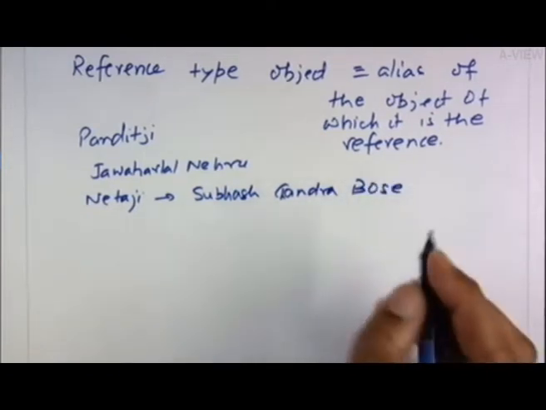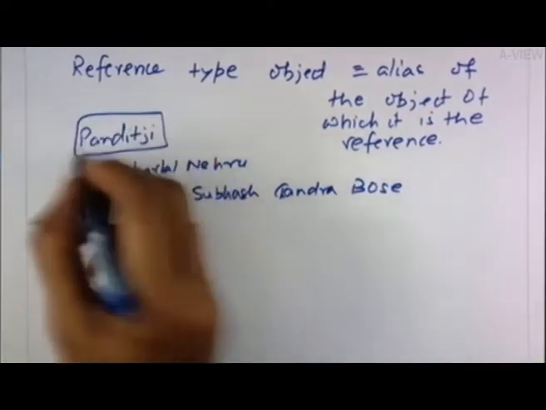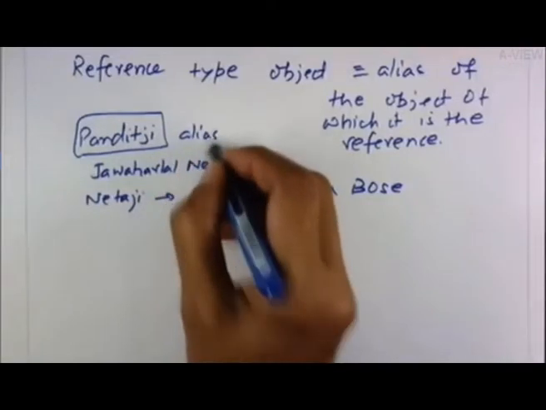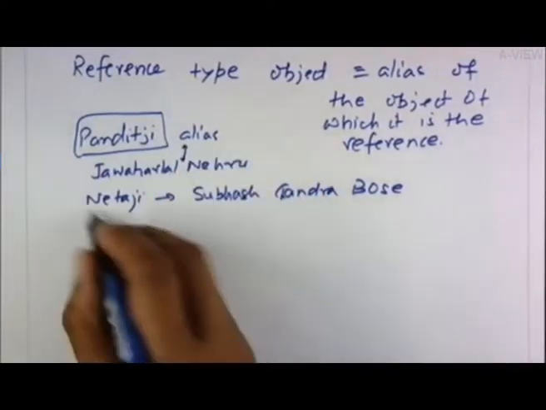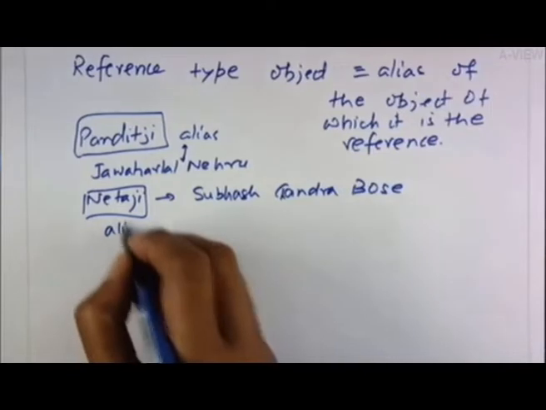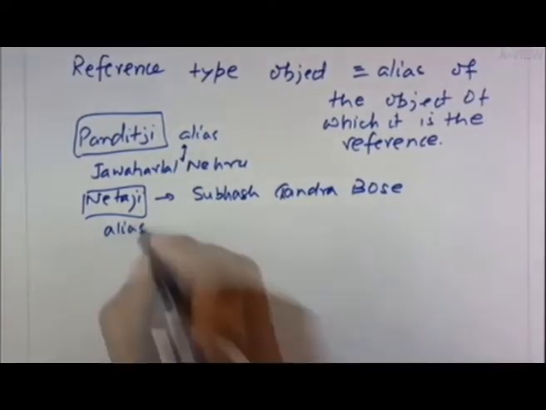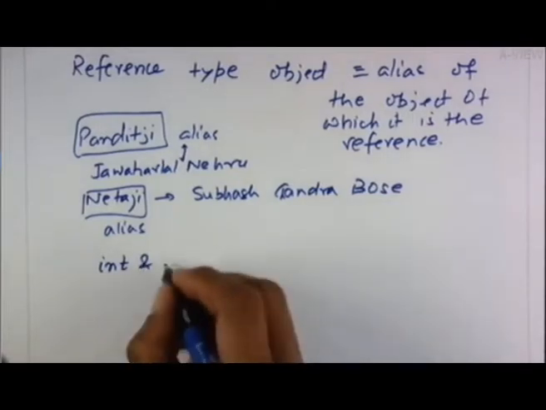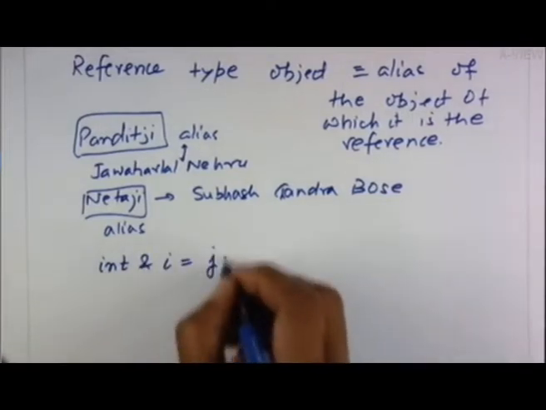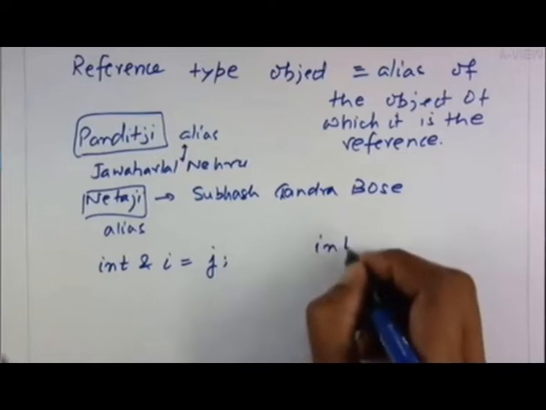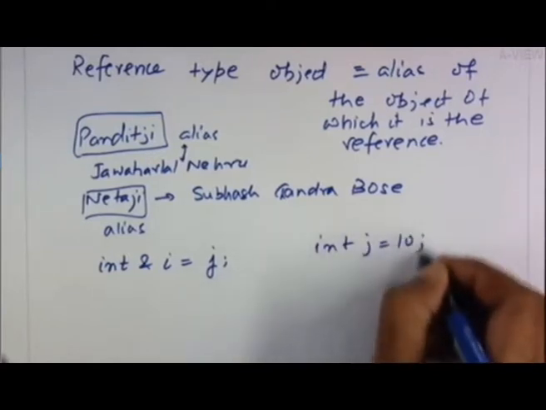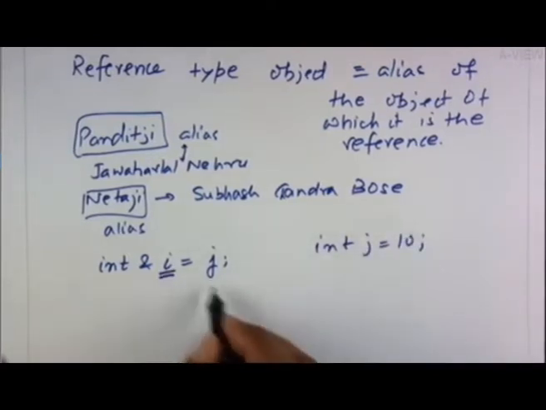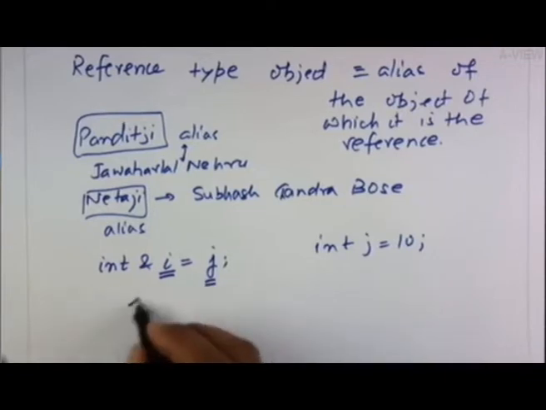So if you use an alias, there must be an original to which it is tied. So alias and the original go together. So in other words, when I do int and I equals j, I've changed the roles, and let's say int j equals 10, then this I is an alias of j. What is I? Alias of j.